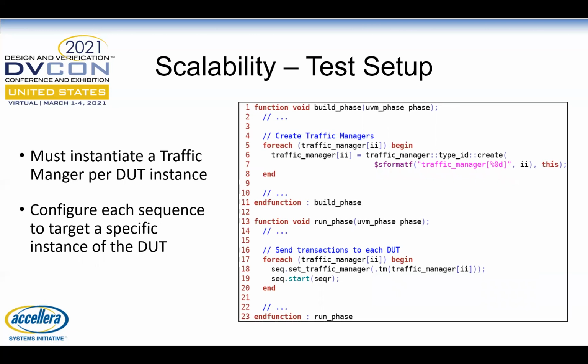And this is how those new requirements would be implemented in the higher level test bench. In the test case itself, an array of traffic managers needs to be created in the build phase, shown starting at line 5. So there would be one for each instance. Then in the run phase, each sequence is paired with an instance of the DUT through the traffic manager. And this is shown starting at line 17. This pairing can be changed later in the test or in different tests to further add complexity to a test.